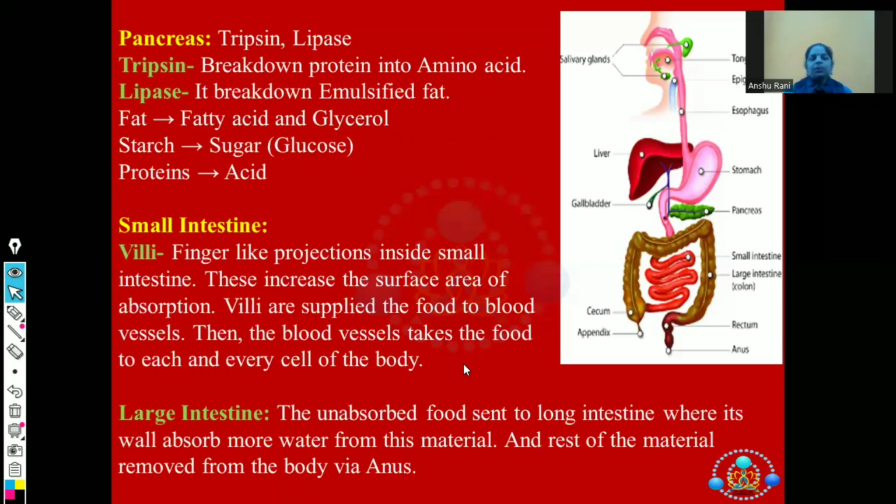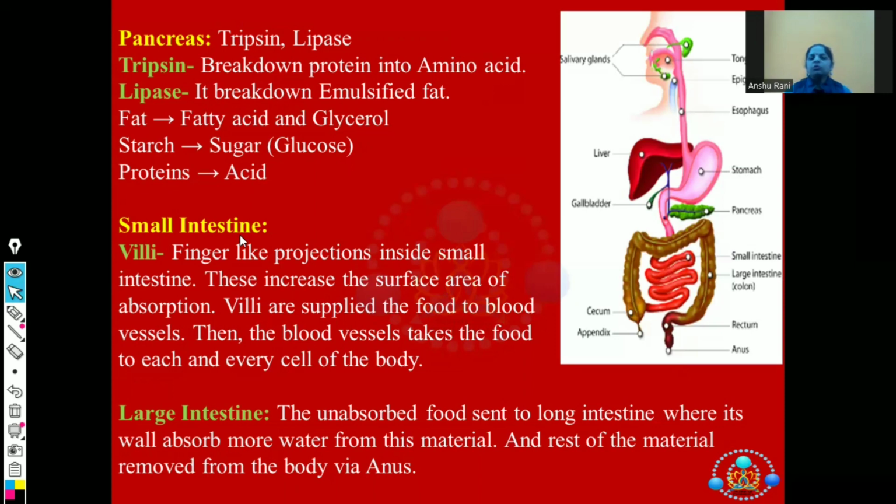Then we are having lipase. Lipase breaks down the emulsified fats. Fat is broken down into fatty acids and glycerol. Starch is broken into sugar, and protein is broken down into amino acids. Here the word is not only acid, it is amino acid.